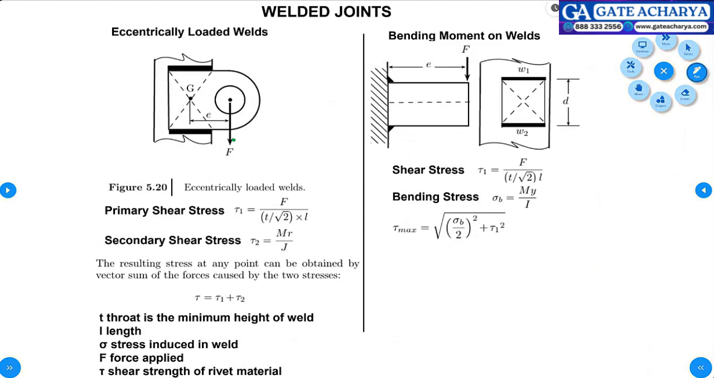Then, bending moment on welds. Here, with eccentric load, we are applying the bending load. The first one is, as usual, primary shear, nothing but the cutting action. The second one is due to the bending: M y by I, simple bending. This is the fillet weld, and we are going to bend the weld. So M y by I, it is not J here. This is simply pure bending. So what will be the maximum shear stress due to bending plus torsion? Square root of (sigma by 2) the whole squared plus tau 1 squared.